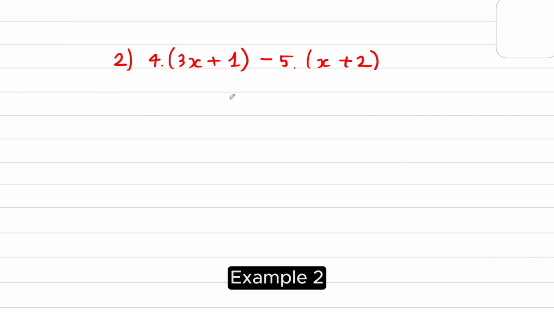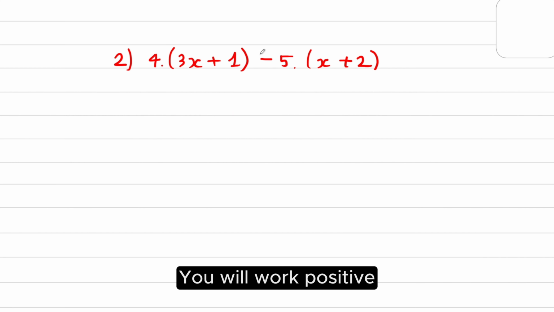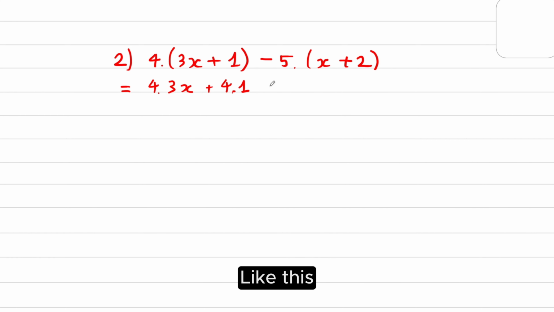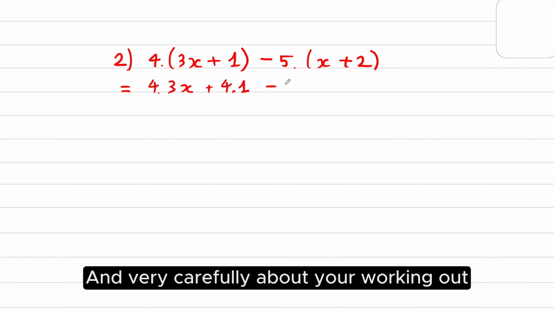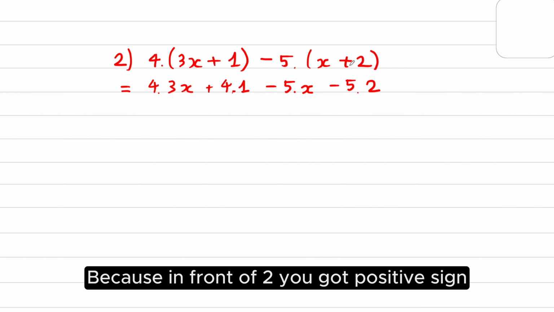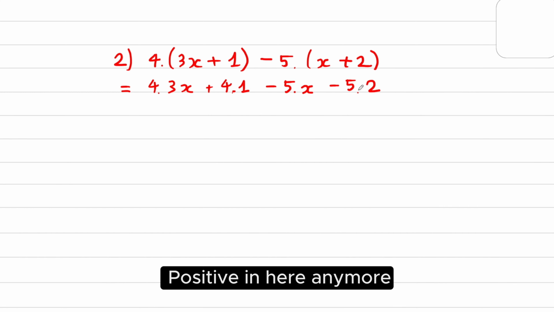Example 2, you will work with positive and here you got a negative number, and expand the first one. 4 multiply 3x and 4 multiply 1 like this. And be very careful about your working out, this is very useful for you. Minus 5 multiply x and minus 5 times 2. But for 2 here, because in front of 2 you got a positive sign, I don't need to write out positive in here anymore. That's minus 5 times 2.